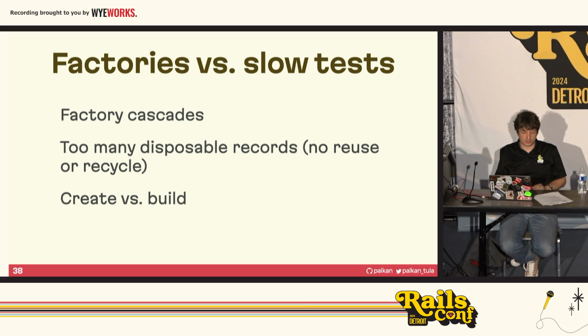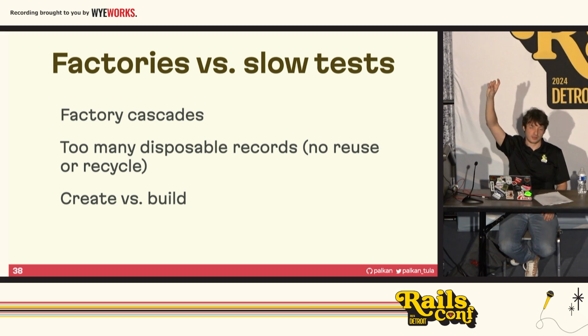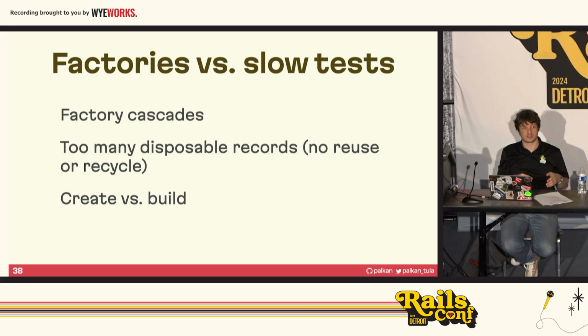Factory cascades is a situation when you have a chain of factory calls. Usually it happens with factory associations. You just define, hey, factory post has user, it has comment, and comment has user, and whatever else has user, and you end up creating a dozen records for a single create call. In most cases it violates the logic of your application because most of these users or accounts must be the same.